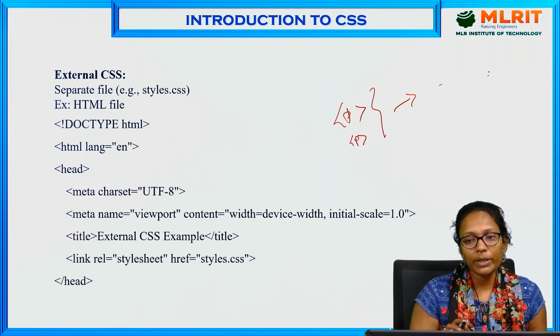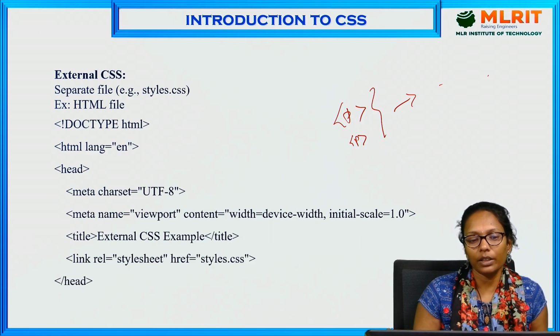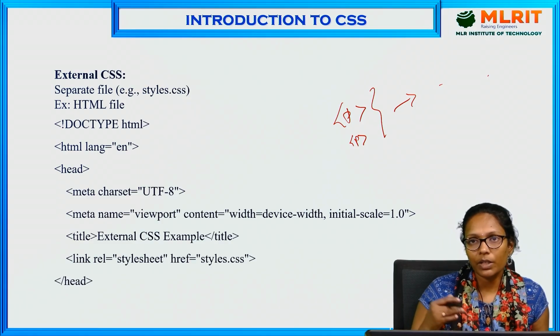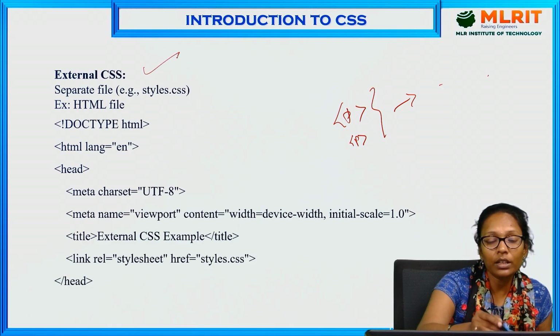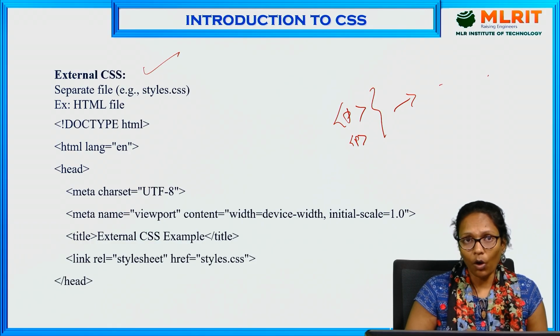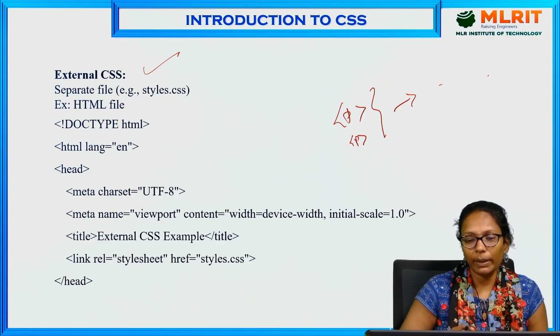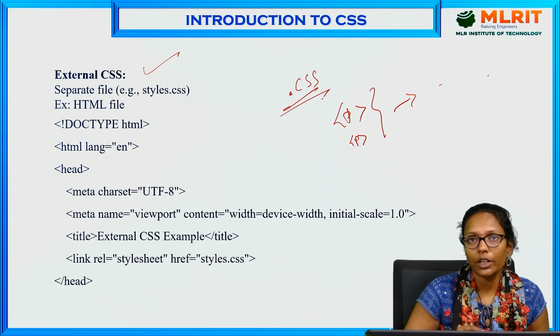But the problem is if I want to use the same set of styles in another program, you can't use it. Why? Because the set of styles will be applied only for that program. So if I want to use the same set of styles for another program, it is not possible. In that case, you need to go with the external CSS. So in the external CSS, you're keeping all your styles in a single, separate file, and that file you're saving with the extension .css.